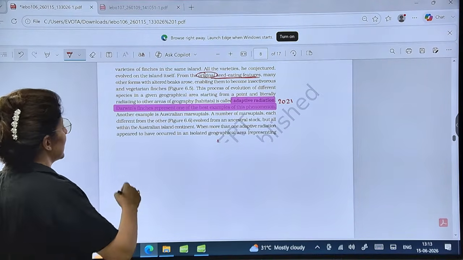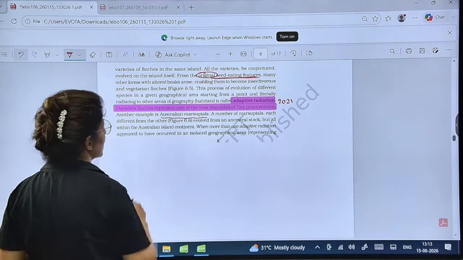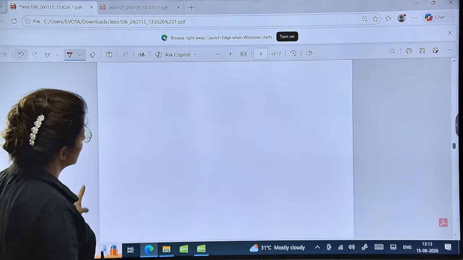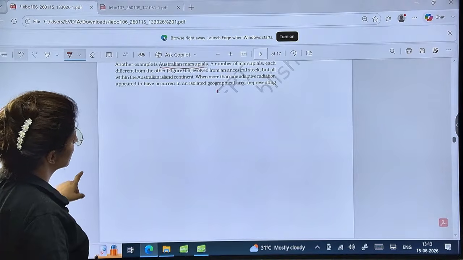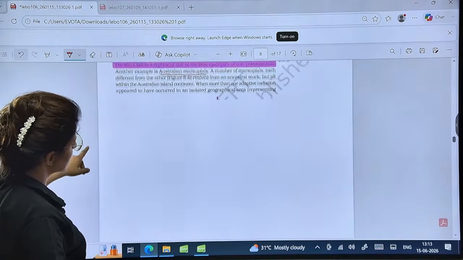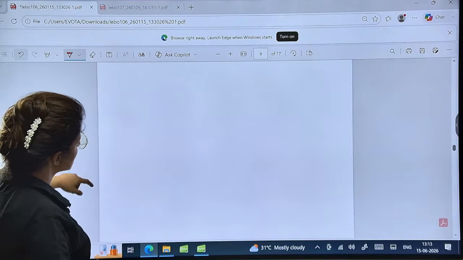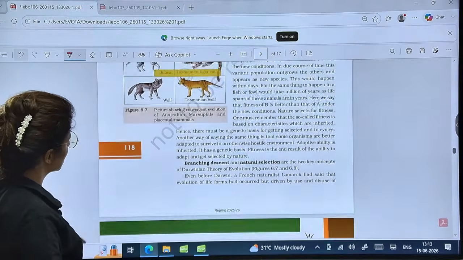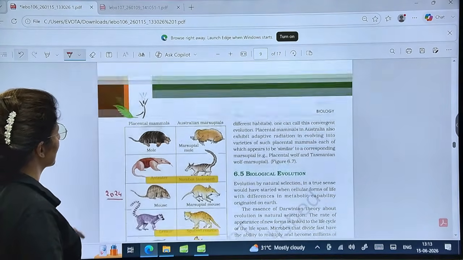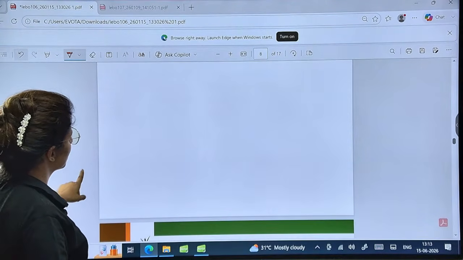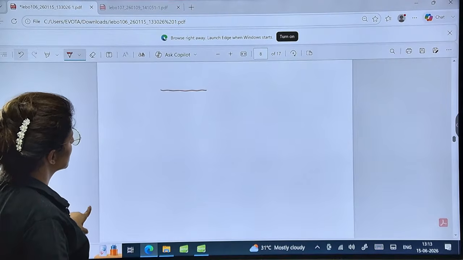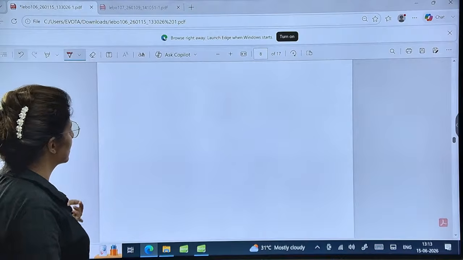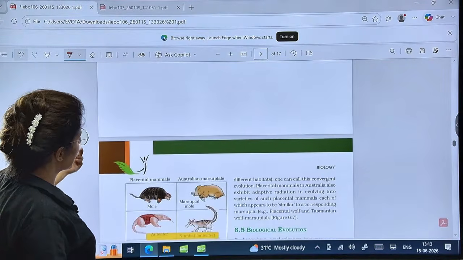Another example is of Australian marsupials, and you have to learn this set of examples. Wait a second, guys. You have to learn this set of examples. Where is this chapter? Yeah. Please come here. So I hope you know that there is this Australian marsupial radiation given. Let's wait for it to come back.